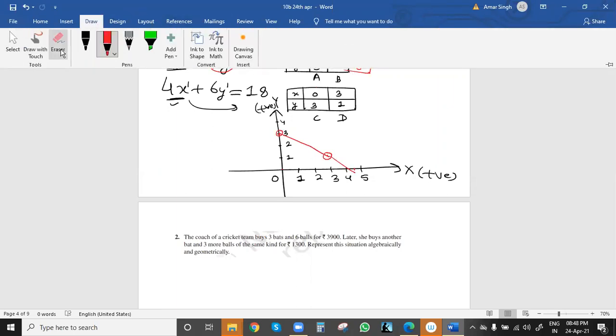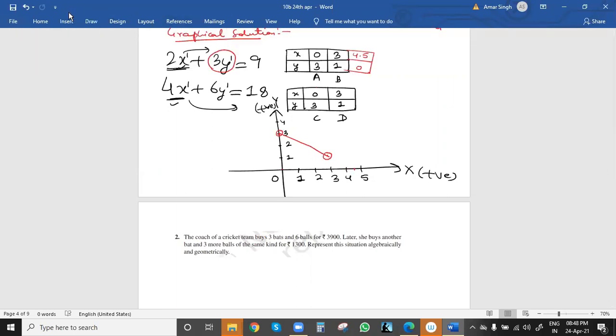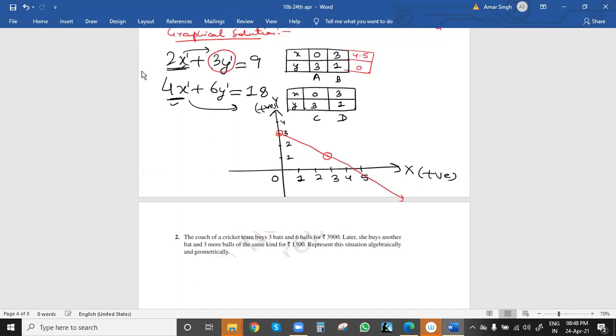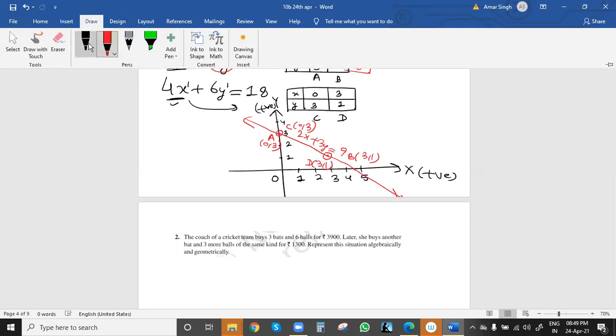So the graph will pass through this, between 4 and 5. This is the one line, and this line we got from 2x + 3y = 9. And the second line is also the same: 0, 3. This is the value 0, 3, also the C point 0, 3. This is the B value 3, 1, and also the D value 3, 1. It is basically the same line for both equations.